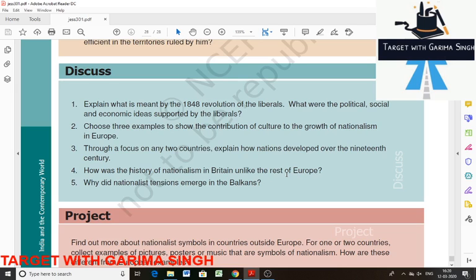This you can write on it, as well as let me see what you can write in this one. Then next is why did nationalist tensions emerge in Balkan states? So you have to write in this one what you can write. Just think about it. I'm also thinking what you can write in this one. Oh, I have mentioned a few points, forgot to mention in this one that you can write.